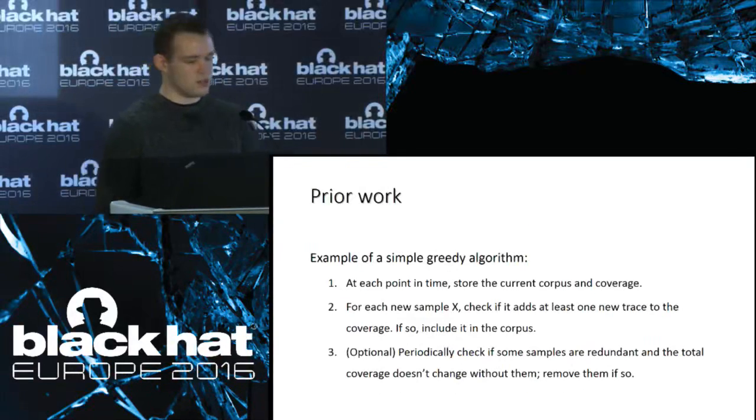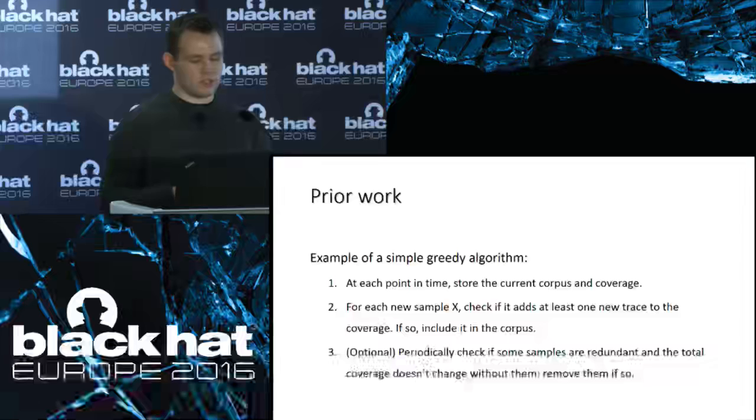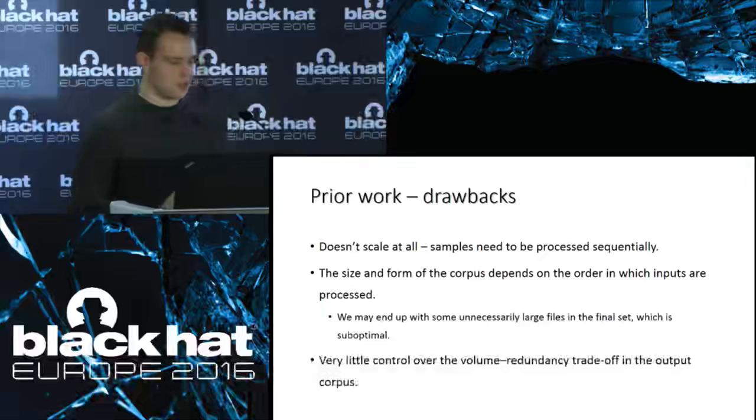An example of such an algorithm would be that we store the current corpus and the current coverage, and for every new sample, we just check if it adds some new trace to the current code coverage. If it does, then we add it to the corpus, otherwise we discard it. And periodically, we could also optionally check if some of the samples are redundant inside of the corpus and remove them to keep the general size small.